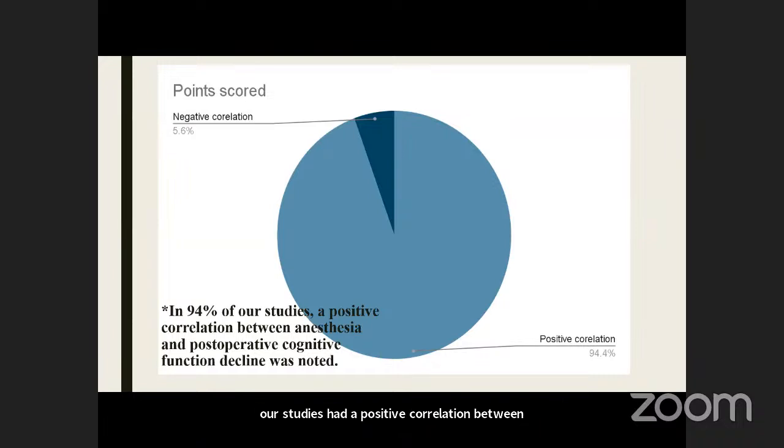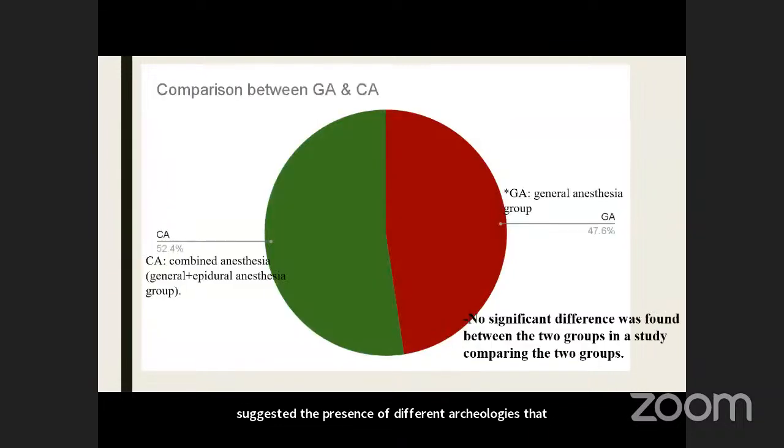And this was seen as early as 6 hours, 7 days, and up to a year post-anesthesia, as well as some studies suggesting the presence of different etiologies that were unmasked by anesthesia, those specific risk factors that we had mentioned before. Okay. So this is comparing general anesthesia with combined anesthesia, so general plus epidural anesthesia.